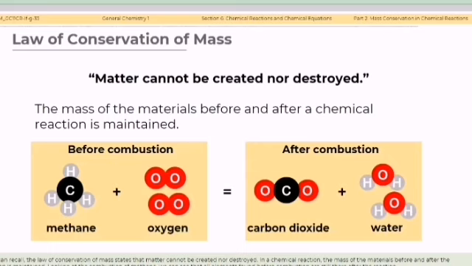If we can recall, the law of conservation of mass states that matter cannot be created nor destroyed. It can be transformed from one form to another. In a chemical reaction, the mass of the materials before and after the reaction is maintained. Looking at the combustion of methane, we can see that all elements found before combustion are still there after the reaction.